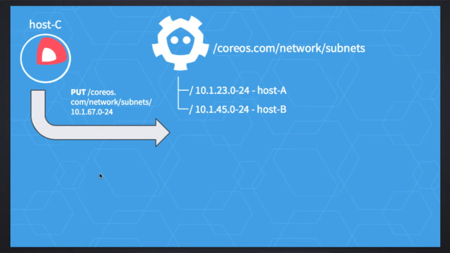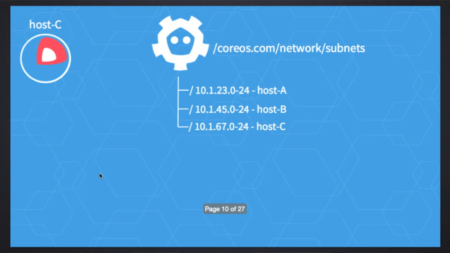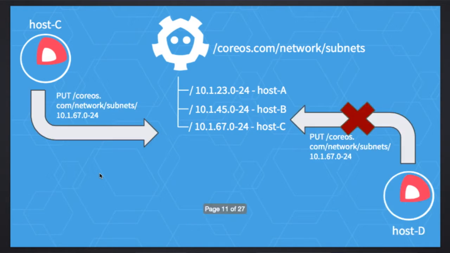If it succeeds, then it gets added to the list stored in etcd, and everything is well. However, in an unlucky case where another host, host D, tries to do the exact same thing at exactly the same time, it's going to fail because the commits are atomic, that put is atomic. So if it happens to run into this case where it fails, it's just going to retry. So we're using optimistic concurrency here.